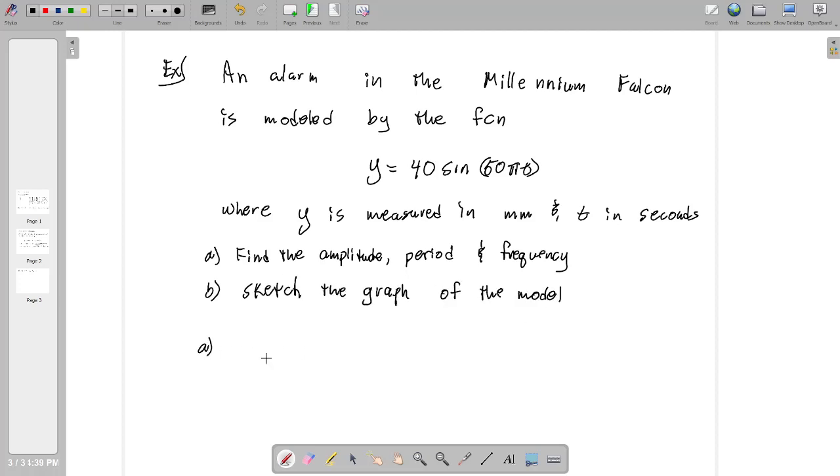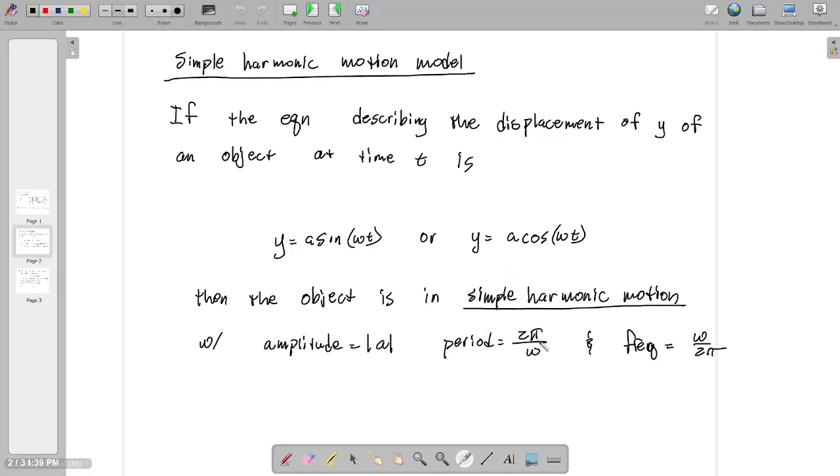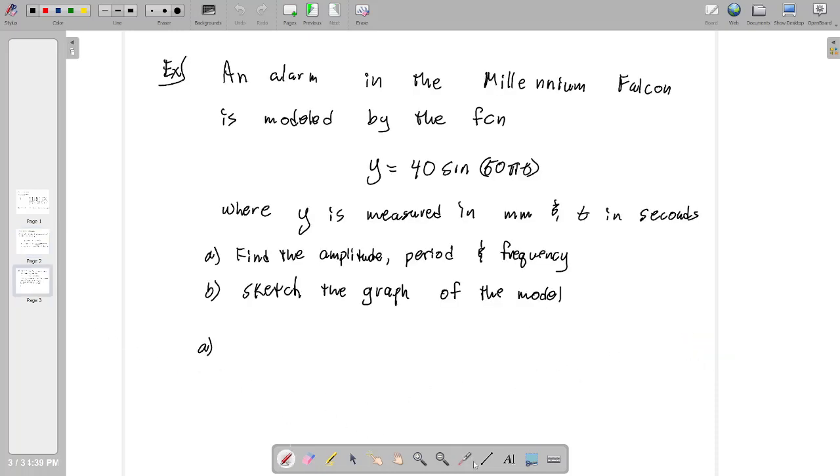Let's start with A, finding the amplitude, period, and frequency. Again, period and frequency are very closely related, specifically that they are reciprocals of each other. So if I find the period, I know what the frequency is, I just need to take the reciprocal. Going back, we can see that the period is 2 pi over omega, and the frequency is omega over 2 pi, literally just the reciprocal. Now the amplitude is the number in front of the sine or cosine function here. So our amplitude in this case is equal to 40. It would be the absolute value of 40, but since 40 is equal to the absolute value of 40, I'm just going to write 40.